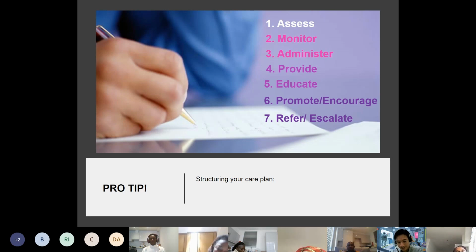Yes, move on, Jones. I will assess the patient's temperature and record it. Secondly, I will monitor observations and escalate as per NEWS 2 policy. Am I right to put NEWS 2? Yeah, well done. Or NEWS will be fine. Okay, NEWS 2 or NEWS will be fine. Then administer prescribed antipyretic and monitor effectiveness. Well done. Next.